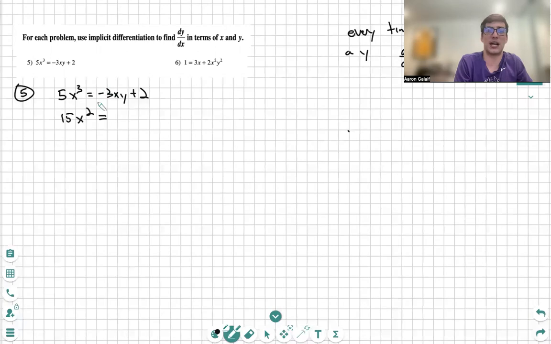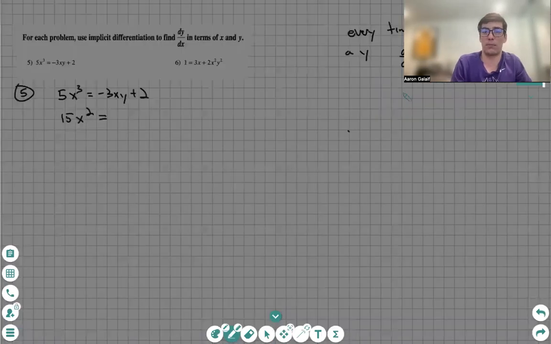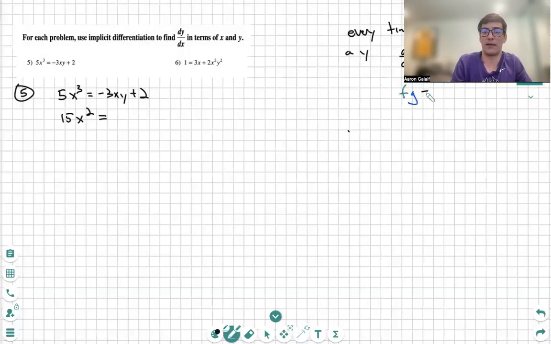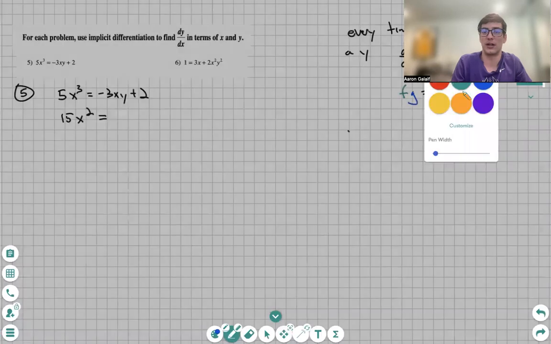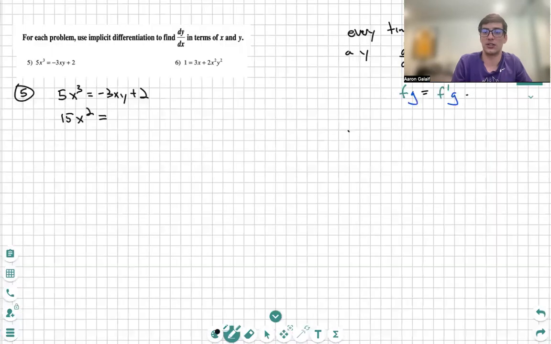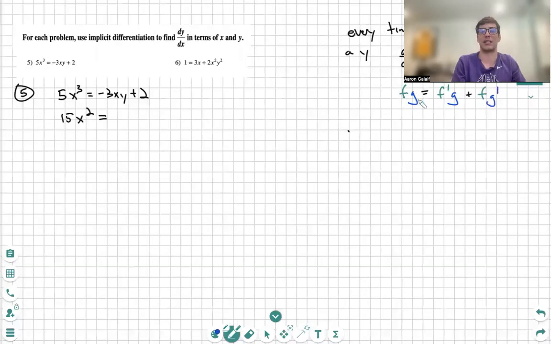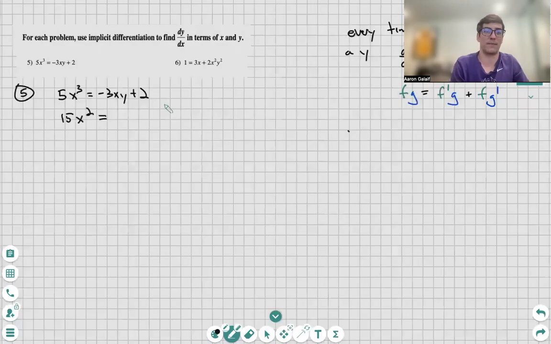Next, what you're going to see is I have a product rule between x and y. A little weird, but we'll go through it. Remember, if we recall product rule, f times g, what happens is we have f prime times g plus f times g prime. So derive the first one, keep the second one the same, keep the first one the same, derive the second one, and add them together. So we're going to do that here.